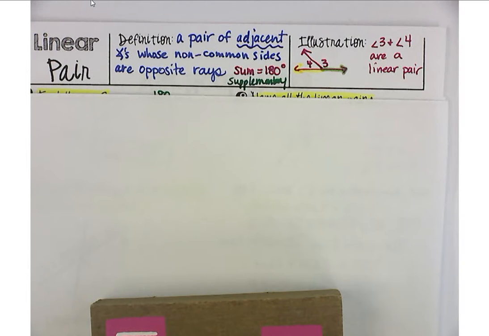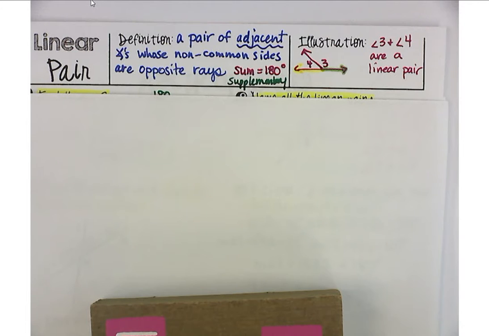Now, if it's a linear pair, the sum is 180 degrees. And some of you probably already know this, but if the sum of two angles is 180, those angles are also called supplementary. And that's another special pair that we will talk about today. So in the drawing, angle 3 and angle 4 are a linear pair.